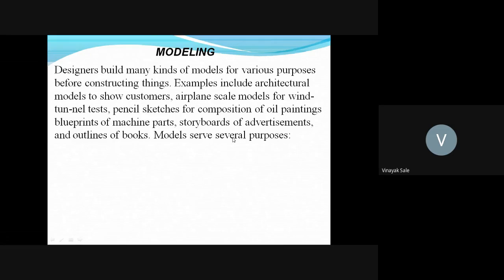Then, modeling. Designers build many kinds of models for various purposes before constructing things. Examples include architectural models to show customers, airplane scale models for wind tunnel tests, pencil sketches for the composition of oil paintings, blueprints of machine parts, storyboards of advertisements, and outlines of books. Models serve several purposes.